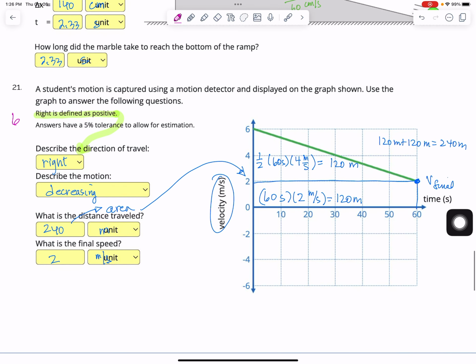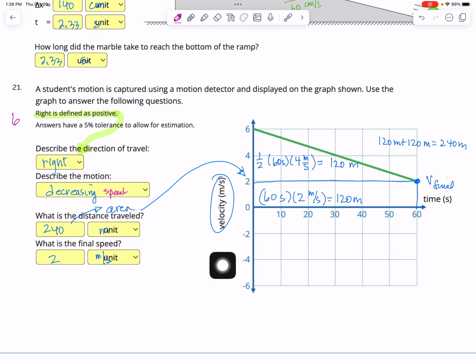Okay, then for this one, I have a velocity versus time graph. And right is defined as positive. All of the velocity values are positive, so that means that it's traveling to the right. I know that it is decreasing in speed because I'm going from 6 to 2. I should say decreasing speed.